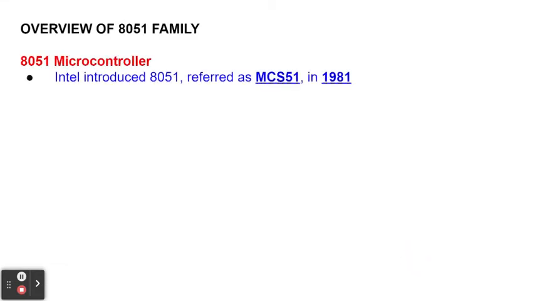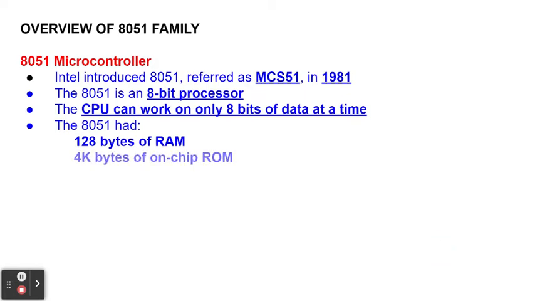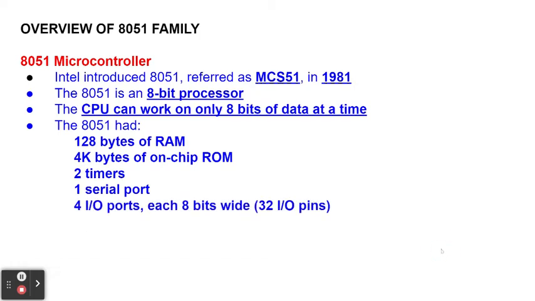Overview of the 8051 family. The 8051 microcontroller was introduced by Intel, and it is also known as MCS-51, in 1981. This 8051 microcontroller is an 8-bit processor, and its CPU can work on only 8 bits of data at a time. It has 128 bytes of RAM, 4 kilobytes of on-chip ROM, 2 timers, 1 serial port, and 4 input-output ports, each 8 bits wide.